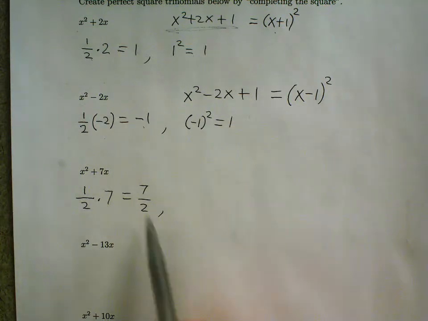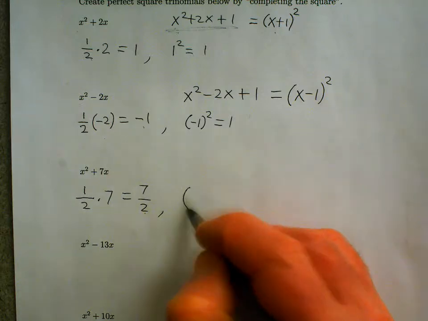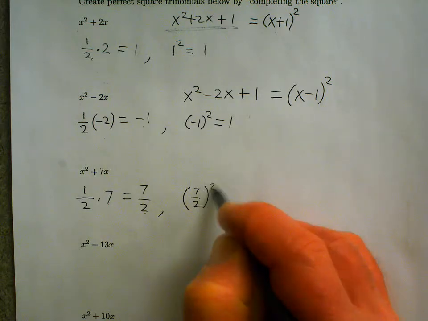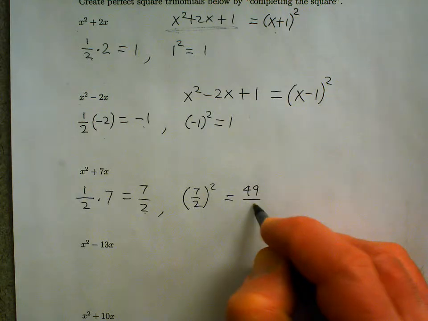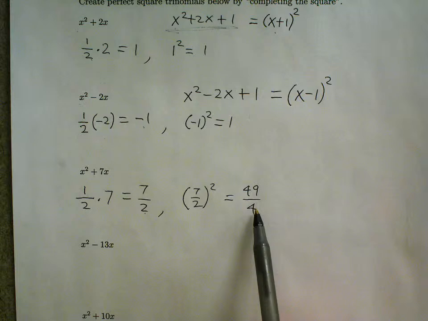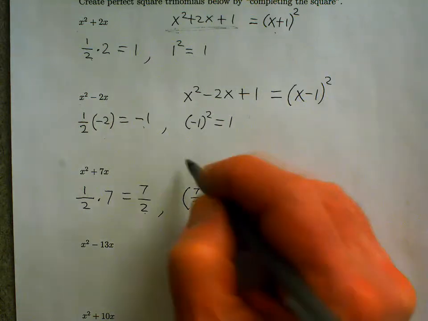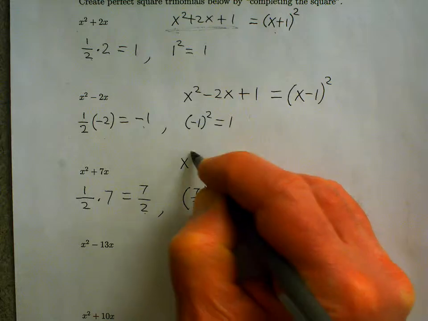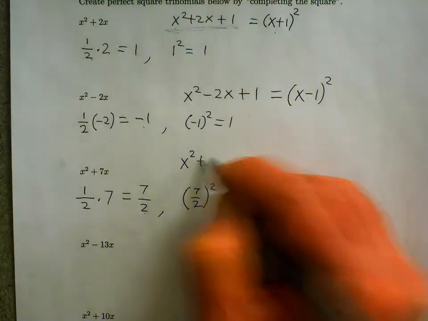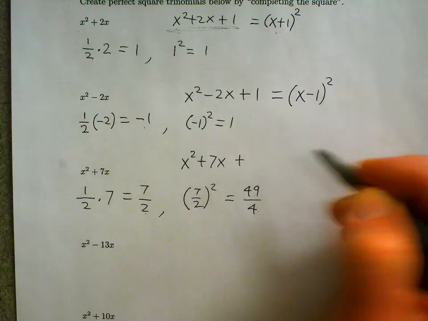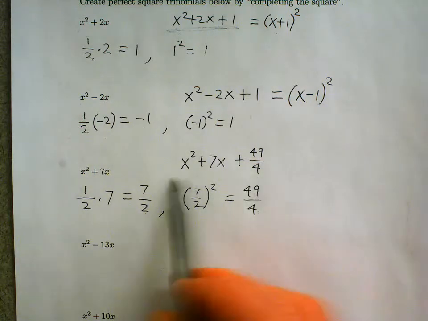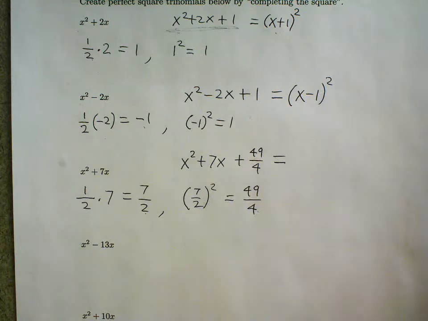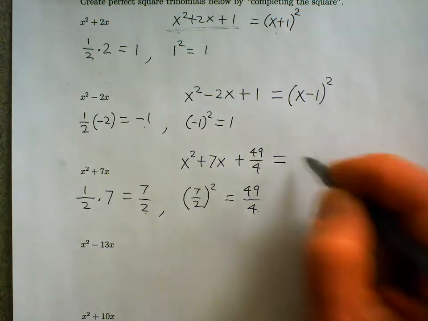In the next step, we square 7/2. When we square 7/2, that means 7/2 times 7/2, which is 49/4. And then when we add 49/4 to x squared plus 7x, we have another perfect square trinomial. So this one is x squared plus 7x plus 49/4. This is a perfect square trinomial. It's equal to a binomial squared.